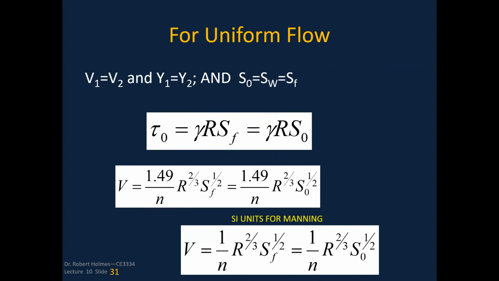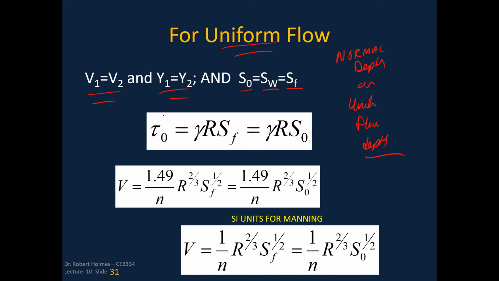All right, again, let's take this a step further and let's look at uniform flow, because we're going to look at something called the normal depth, or the uniform flow depth. And we're going to use the Manning equation to compute that. And so if I've got uniform flow, that means the velocity and the depths don't change with respect to distance, which means that the bed slope is equal to the water surface slope, which equals the friction slope.